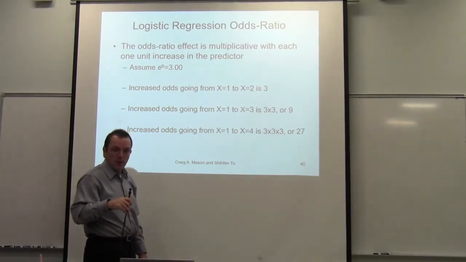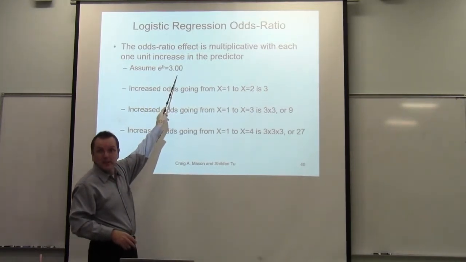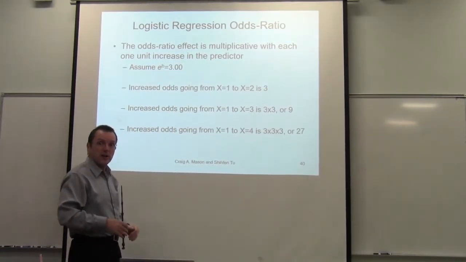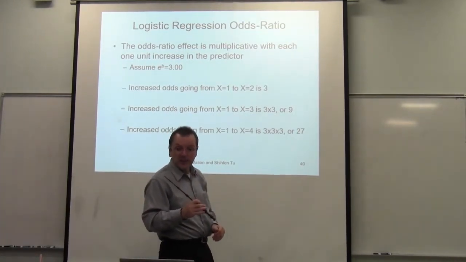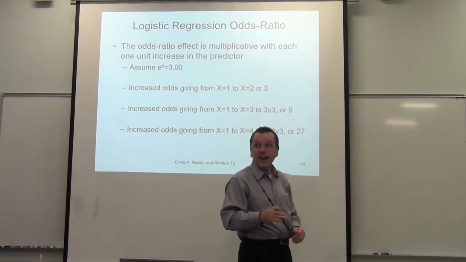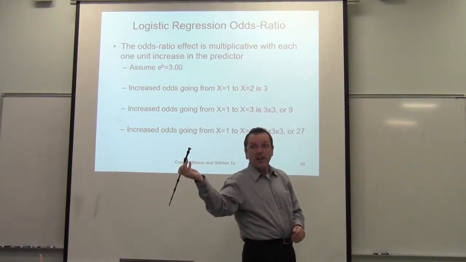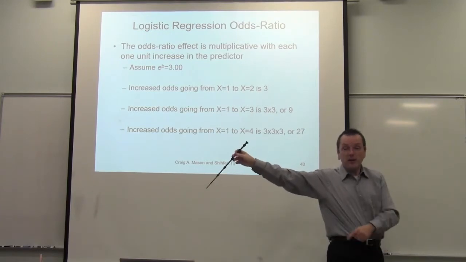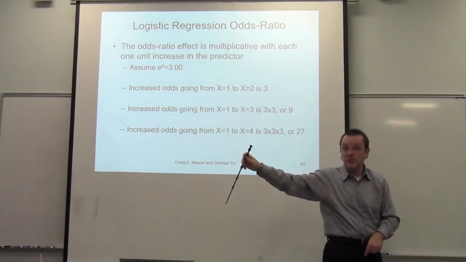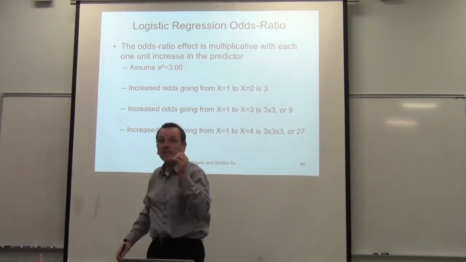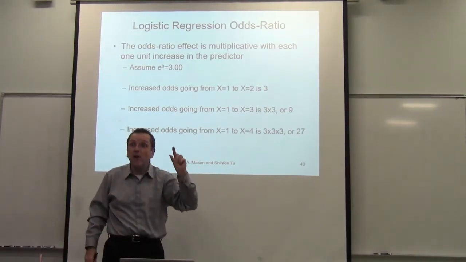If my odds ratio is 3, if e to the b is 3, a unit increase in x, my odds triple. Another unit increase in x, my odds triple again. It triples from that last triple. So it's 9 times what it was 2 units ago. I increase one more, it's 3 times 3 times 3, now it's 27 times. So with an odds ratio of 3, the effect can get very big very fast.